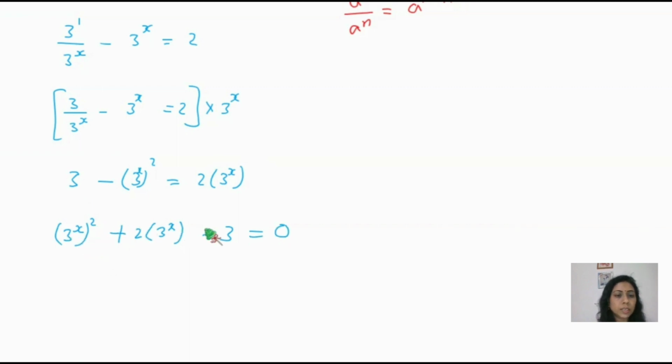Now it looks like a quadratic equation, but this is 3 to the power x. That's why we can take another variable, for example, u equals 3 to the power x. Okay. So here we can substitute this u value. So this will be u squared plus 2u minus 3 equals 0.